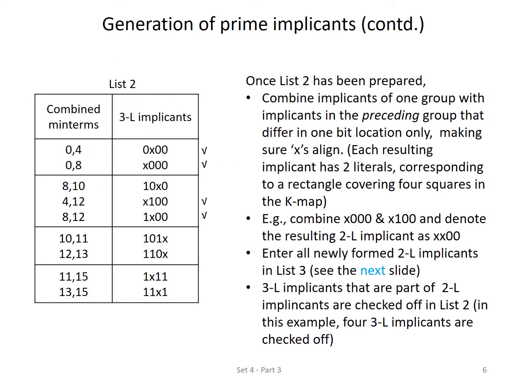List 2 that I mentioned in the previous slide is shown in this table. The leftmost column of this table has the combined min terms. For example, in list 1, we were able to combine min terms 0 and 4, and that's why we now have this 3 literal implicant. We are also able to combine min term 0 and 8, and that's why we have this 3 literal implicant.